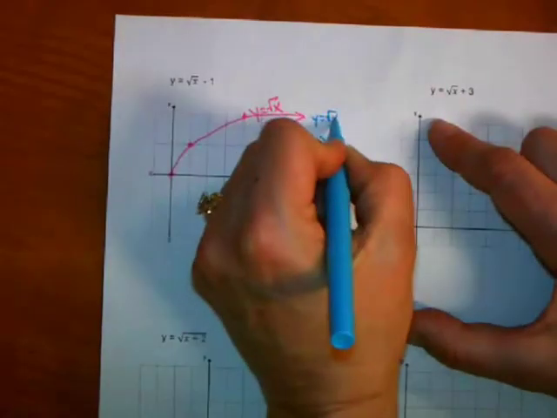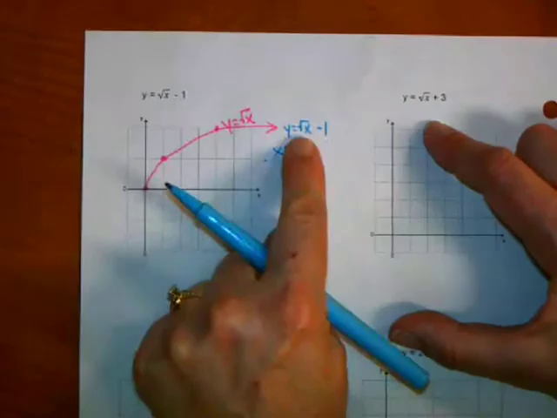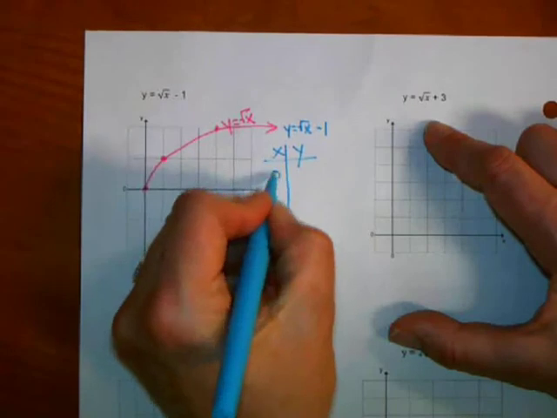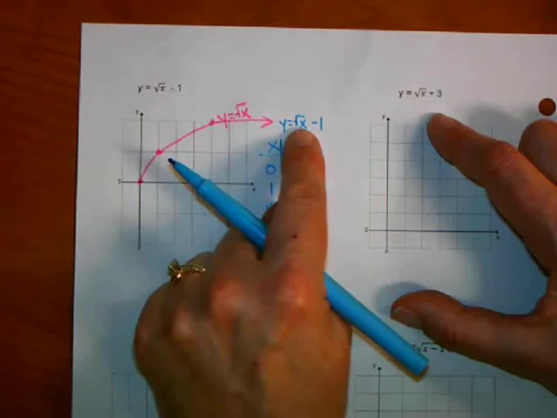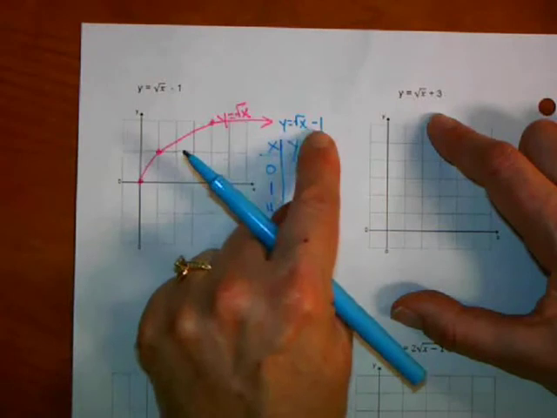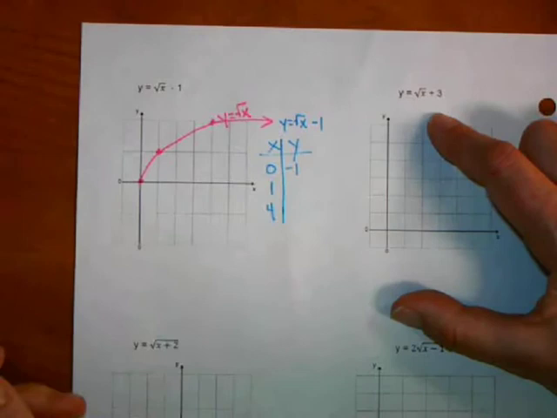Y equals the square root of x minus 1. Okay. I think I can use those same numbers because I'm not going to have any decimals. I'm still going to be able to use 0, 1, and 4. So if I stick 0 in, what's my output going to be? -1.